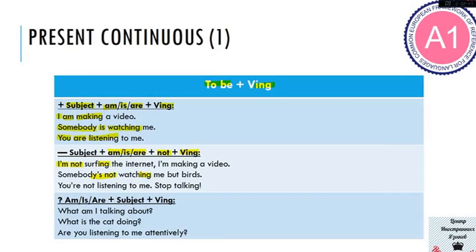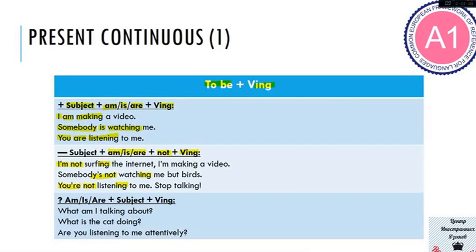The next phrase you must have heard thousands of times when you were at the university or at school. You're not listening to me. Stop talking. Here you have you are, which is a contracted form, the particle not, and the main verb plus ing ending.